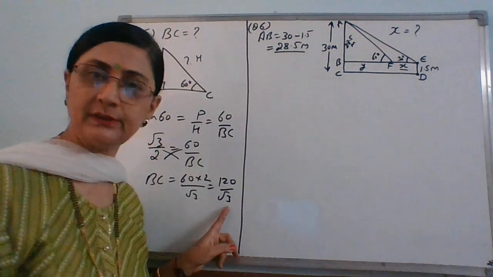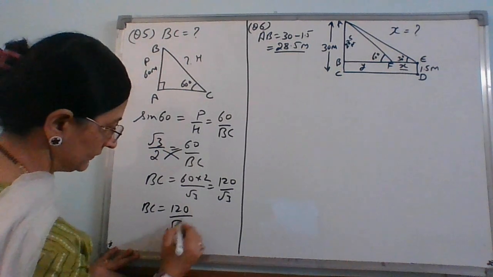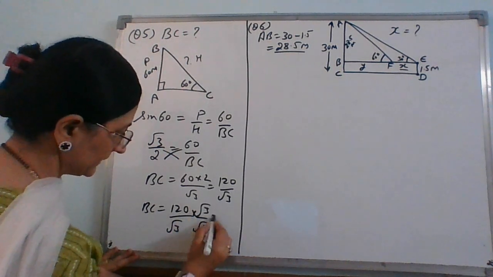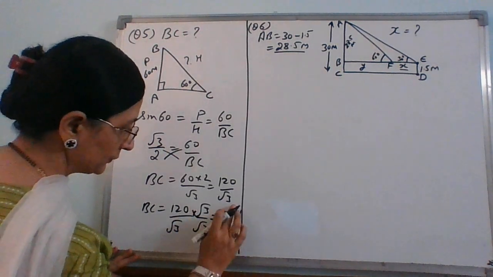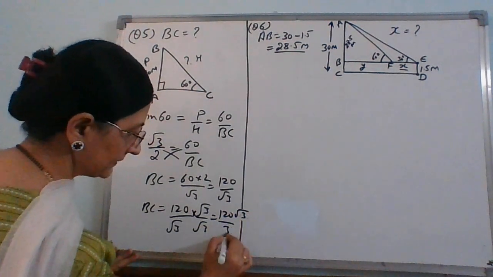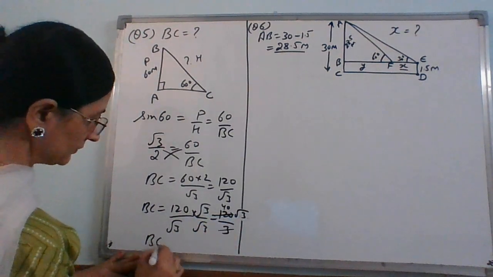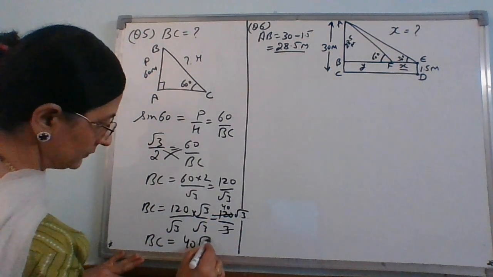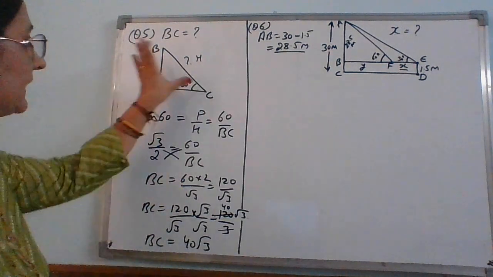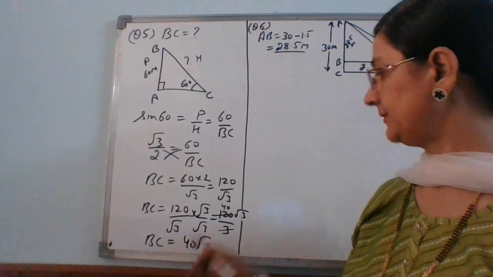You have a root in the denominator, so you have to rationalize, root 3 and root 3. So it becomes 120 root 3 by 3. So we can cancel this here, 3 4s are 12. So this becomes 40 root 3. So we were supposed to find that BC, length of the string of the kite, that is 40 root 3.